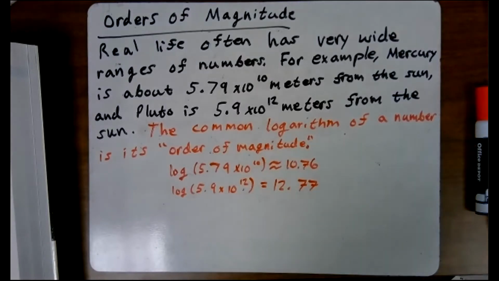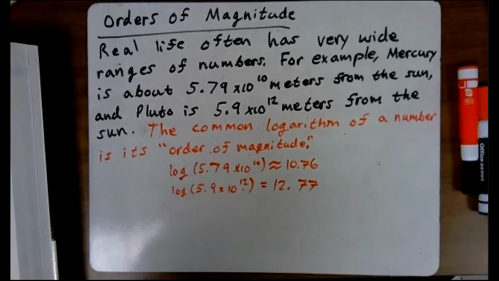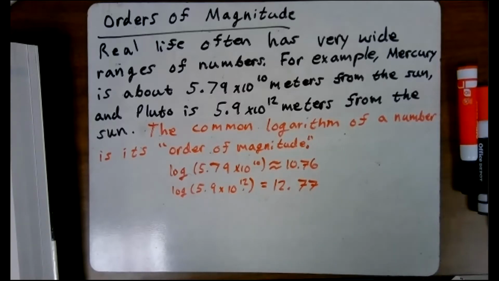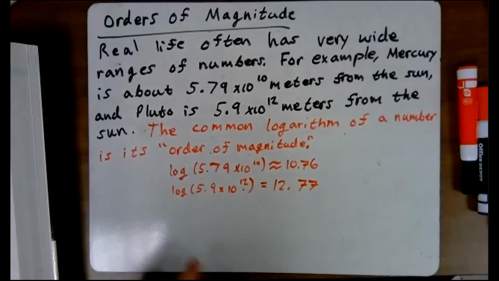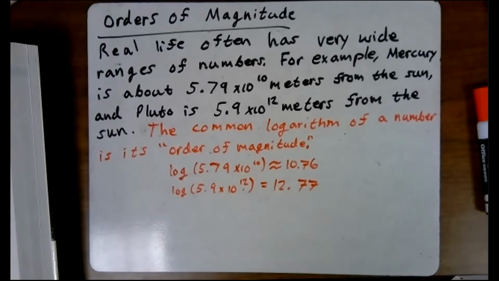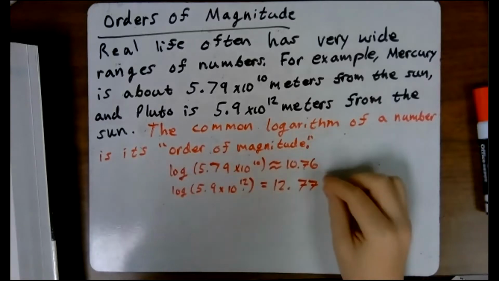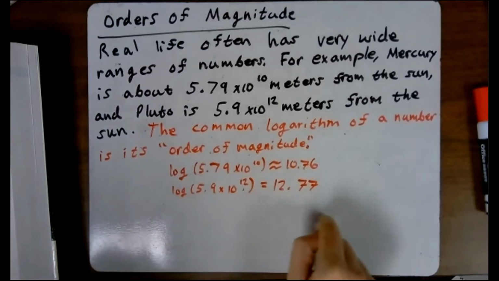Seems easy enough. So to find the order of magnitude of a number, you simply find its log. It's common. Now, very often, we're not necessarily interested in the order of magnitude of the number itself as much as we're interested in the difference between the orders of magnitude.